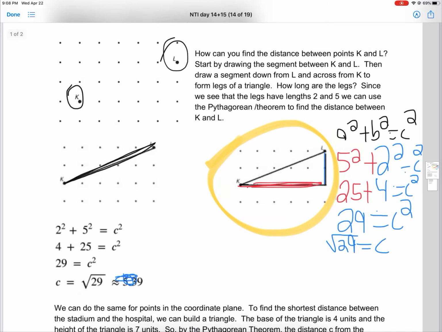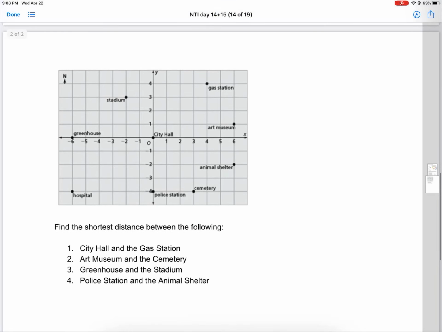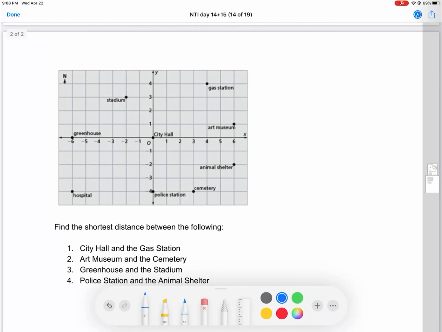So that is really all we're doing today. We're just adding one little bit of making it in the coordinate plane. I'll go through an example of what you're going to see. So let's say for mine, you're trying to get from the cemetery to the animal shelter. The shortest distance between the cemetery and the animal shelter. Once again, let's erase that, it's going to be a diagonal line like this.